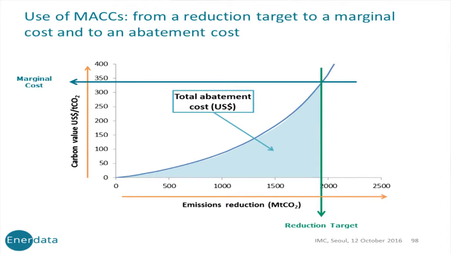So marginal abatement cost curves are very useful. Given a reduction target, you will have the marginal cost, the market price, or the value of a tax you would have needed to achieve a certain level of emission reduction. And with the area below the curve, you will be able to calculate a total abatement cost.